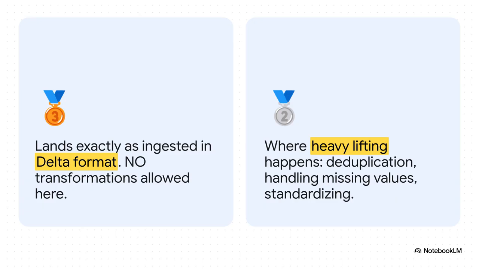For the bronze layer, the data has to land exactly as it was ingested, just formatted as delta tables. No transformations are allowed before it hits bronze. None. Well, aside from basic file format changes, of course. All the heavy lifting, stuff like deduplication, handling missing values, standardizing capitalization, that is strictly reserved for the silver layer.